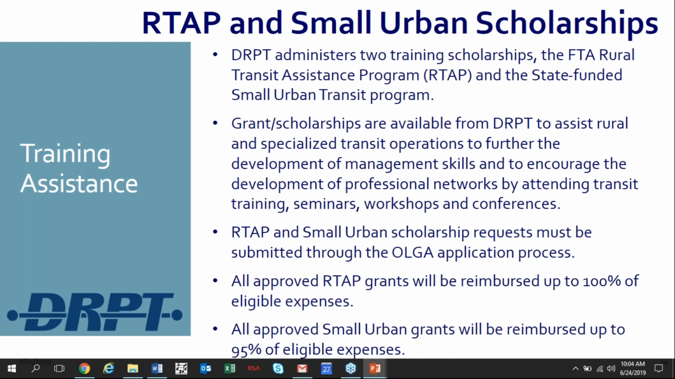RTAP and small urban scholarship requests must be submitted through the OGA application process, the same process as you do for other applications. All approved RTAP grants will be reimbursed up to 100% of eligible expenses, and this is probably new for some of the small urbans, but all approved small urban grants will be reimbursed up to 90% of eligible expenses. So there will be a 5% local match on those projects and requests.